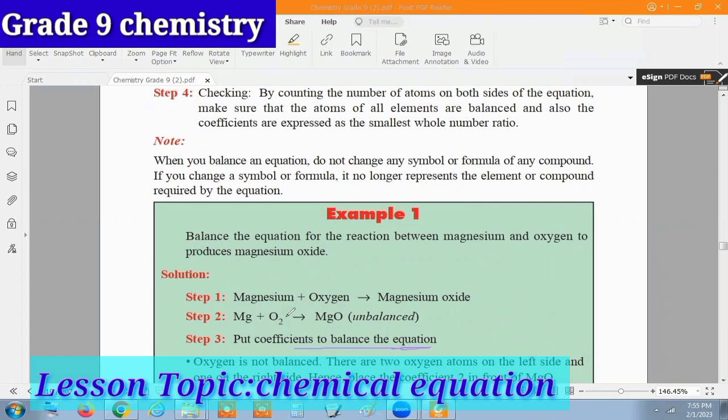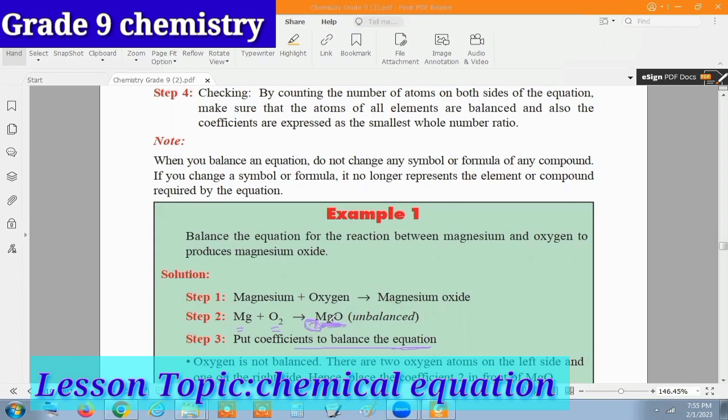For example, if you place 2 before magnesium oxide, the number of oxygen atoms on the reactant and product sides becomes equal, but there is a change in the number of magnesium. On the product side, the amount of magnesium is 2. As you remember, the coefficient multiplies all the substances in this formula.